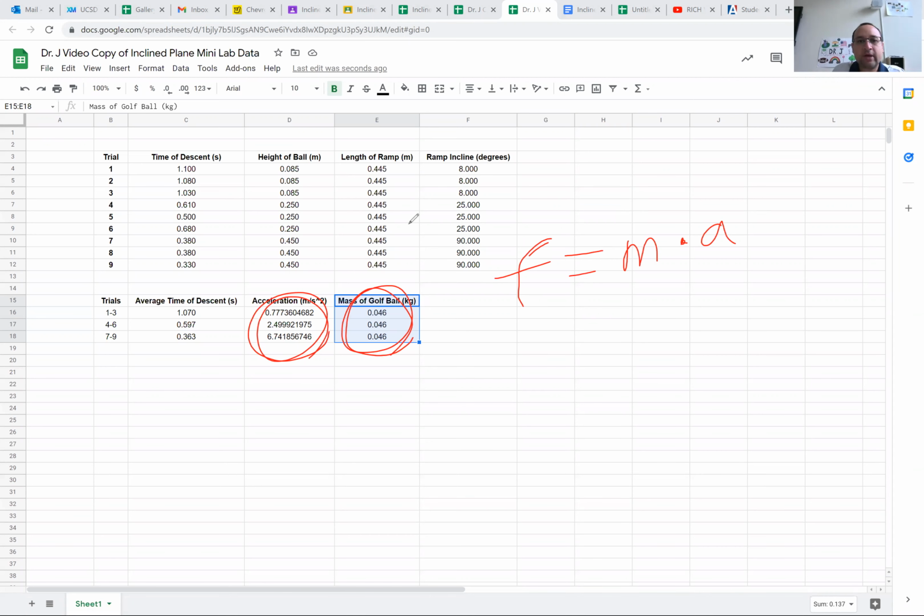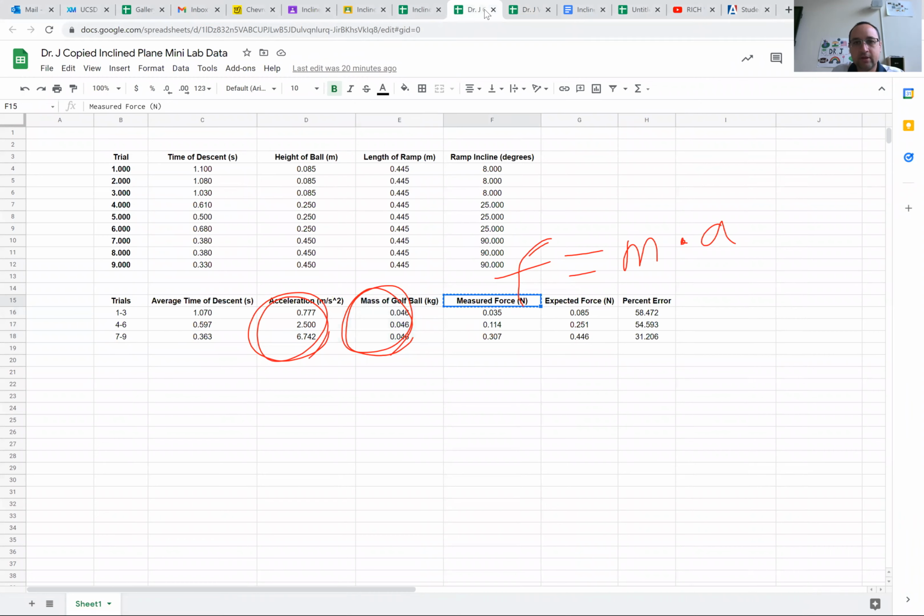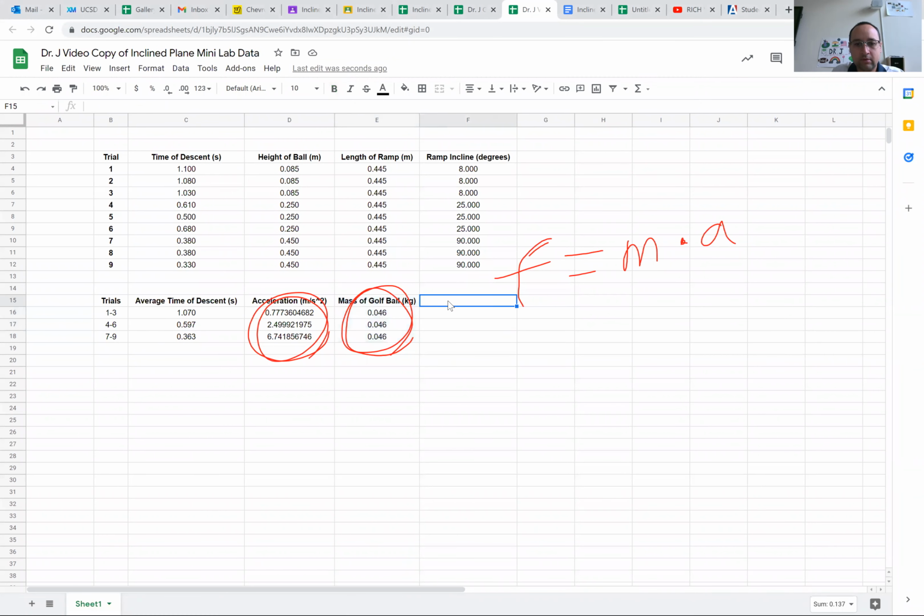So if I want to create a column that's called measured force, I'll copy this title here, copy, paste. That's just going to be equal to mass times acceleration, so E16, that's that cell right there, times D16. And then it'll autofill for me, and that's correct. It does the correct autofill.